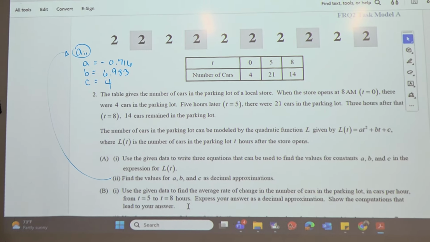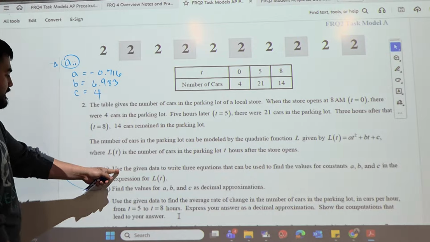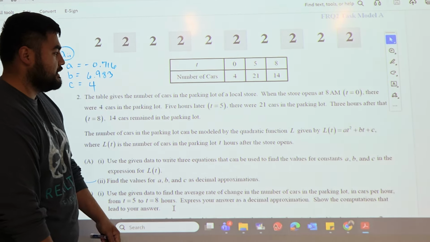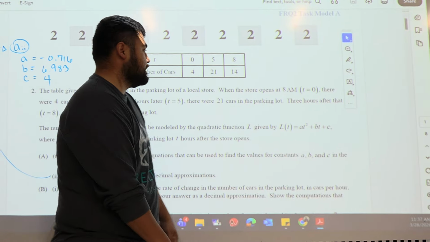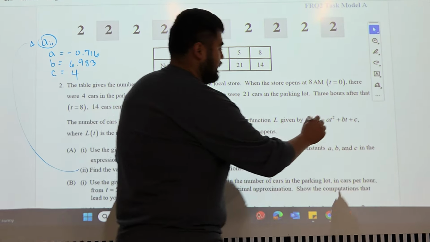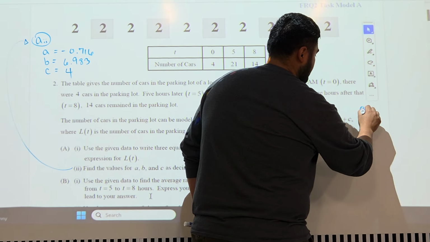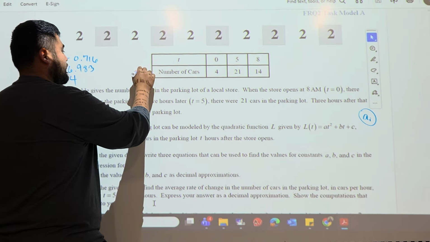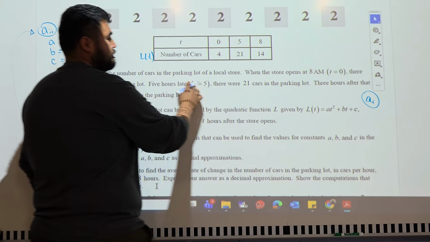So for A1, since we skipped it, let's go back. And it's right here. So all it's telling you is to write 3 equations with X and Y being plugged into the equation they provided. So then A1 here, I'm gonna have L of T is your Y, your output, right? And then you have T.